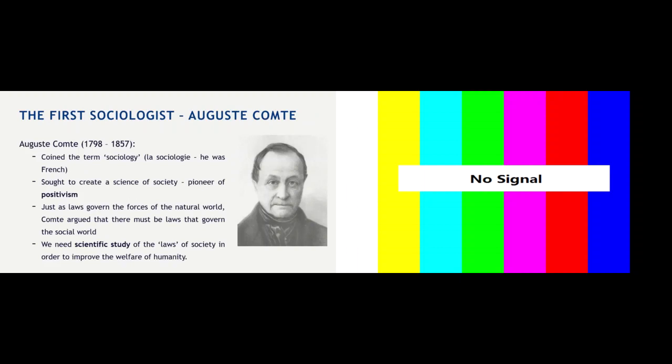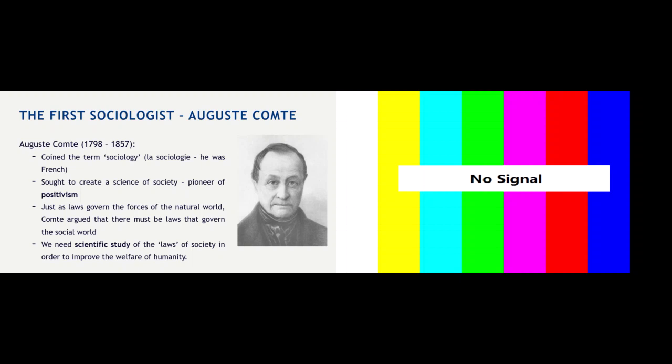So this very much started with our first ever sociologist, who was the first by virtue of the fact that he coined the term sociology, Auguste Comte, a French sociologist. He was essentially a pioneer of putting together a science of studying society. So he based this new discipline of sociology on the hard sciences, biological sciences.